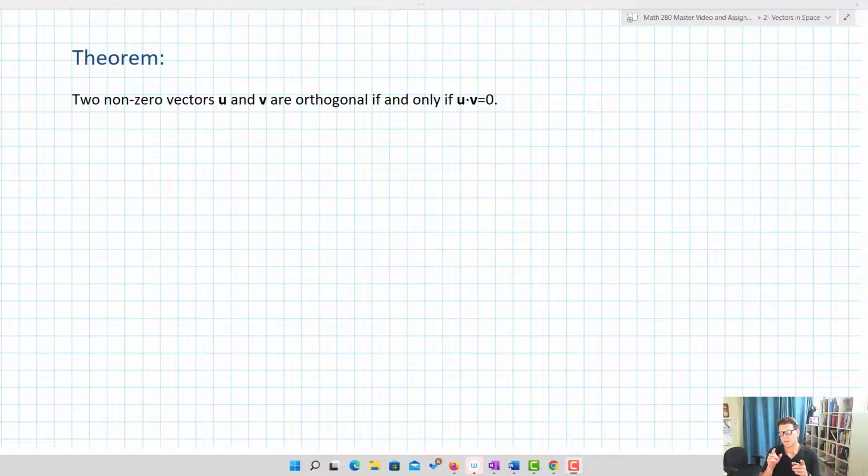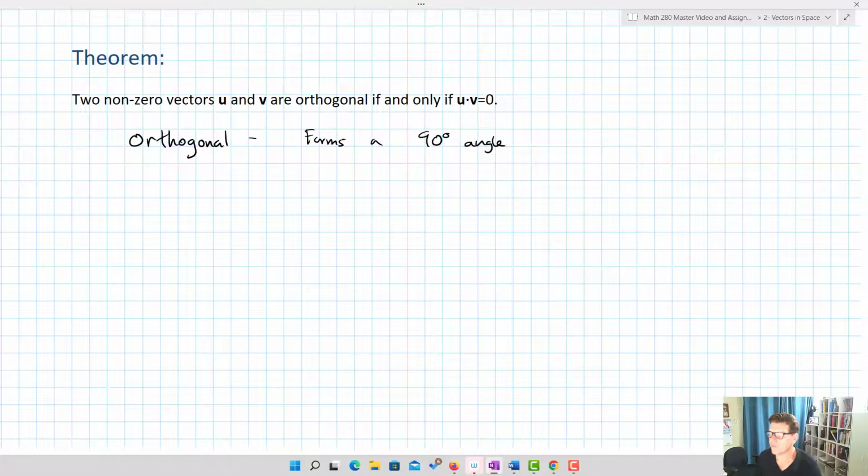So this work with vectors leads us to a crucial, really important result. And that is that two non-zero vectors, u and v, are orthogonal if and only if u dot v equals 0. So the first thing I want to point out here, you might be saying to yourself, what do you mean orthogonal? What I mean by orthogonal is that it forms a 90-degree angle. We use the phrase orthogonal rather than perpendicular because perpendicular really only works in 2 dimensions. Orthogonal, we can talk about vectors being orthogonal in n-dimensional space.